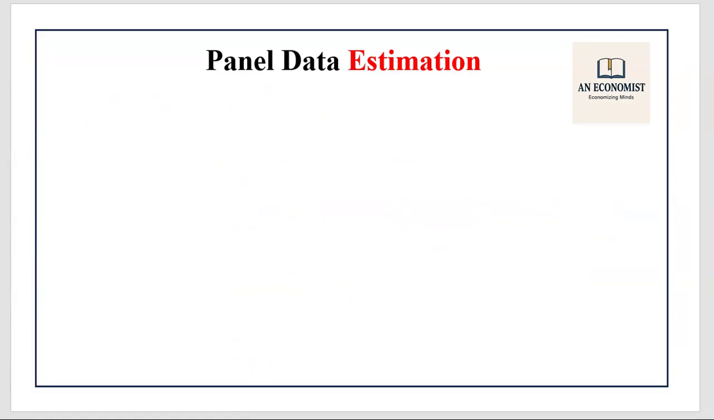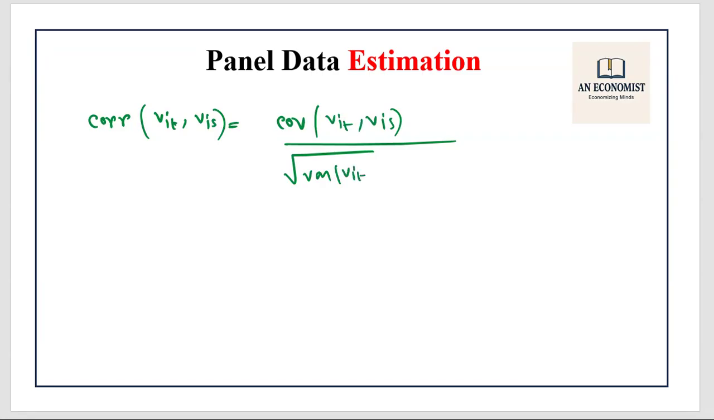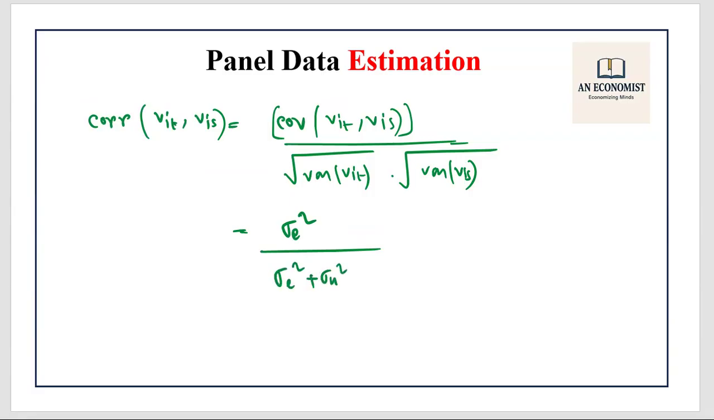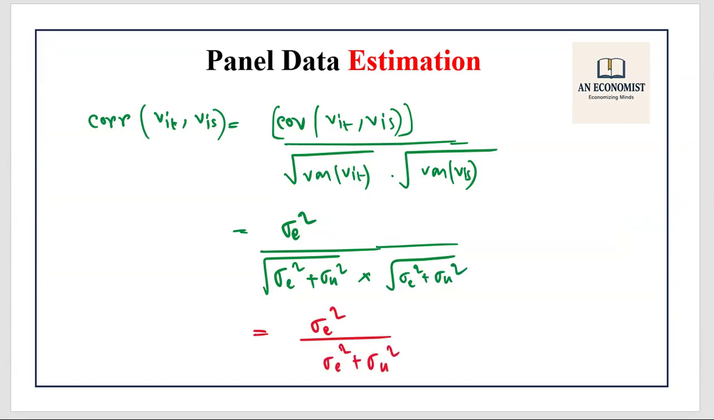Now, using this, you can find out what will be the correlation. If you find out the correlation between v_it and v_is, in the numerator you will have this covariance, and the denominator will be the square root of variance of v_it times the square root of variance of v_is. This is what you will get. Now the numerator, this is what we just found out: sigma e squared. Now in the denominator, what you will get? You will get sigma e squared plus sigma u squared into the same thing. So altogether, this correlation will come out to be sigma e squared over sigma e squared plus sigma u squared. So this is the correlation between v_it and v_is.